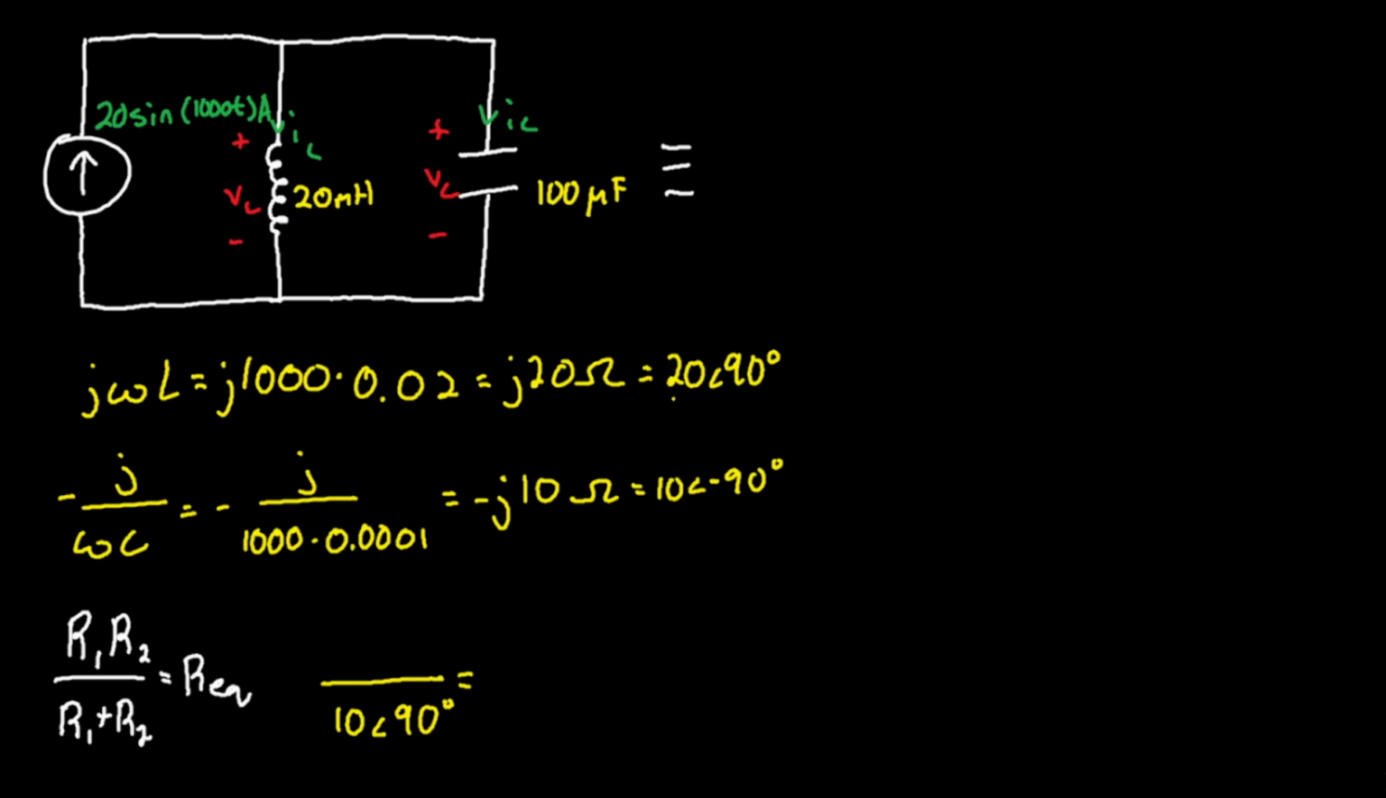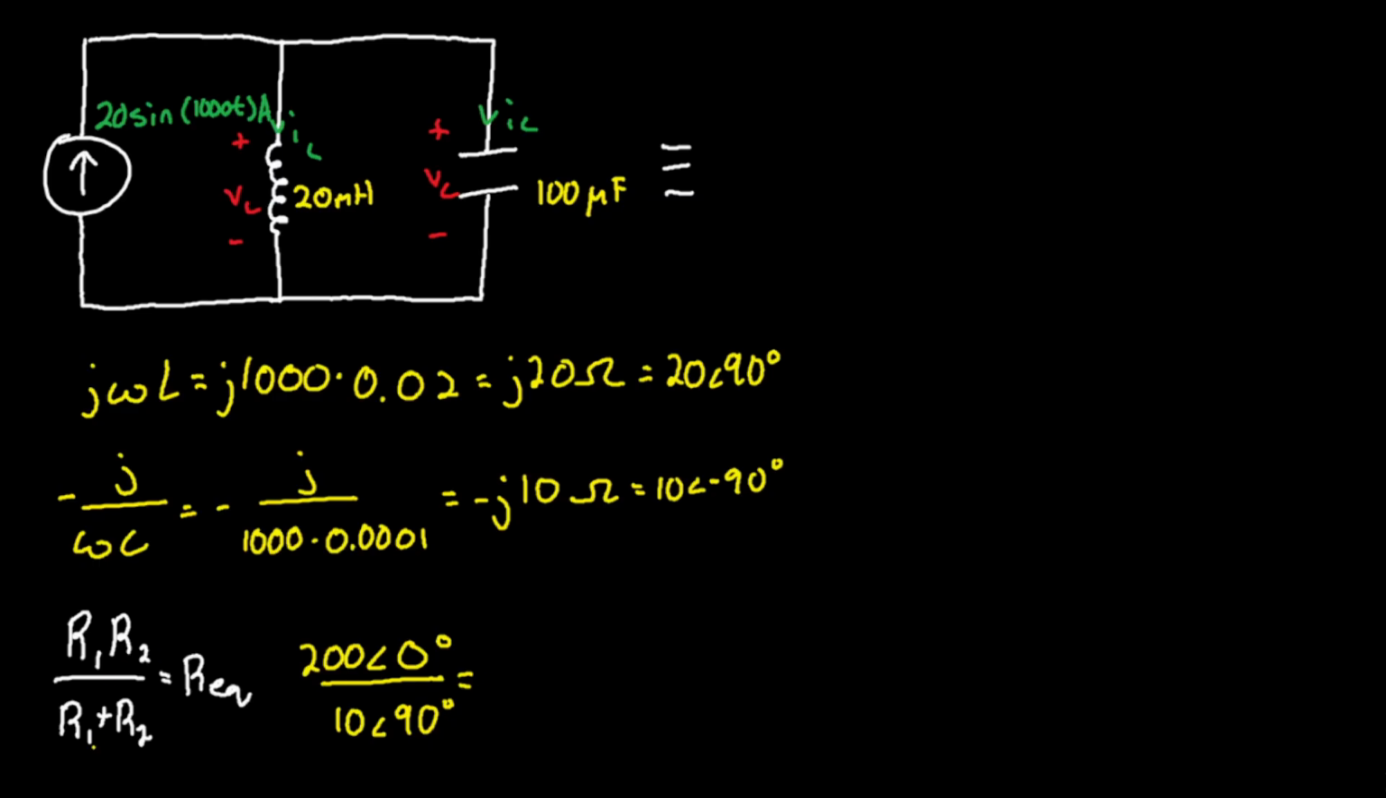But if we multiply these two together, we just get simply 20 times 10, right? We multiply the magnitudes of the polar coordinates. 20 times 10 is equal to 200. And when you multiply, you just simply add their angles. So 90 plus negative 90 is just simply equal to 0.